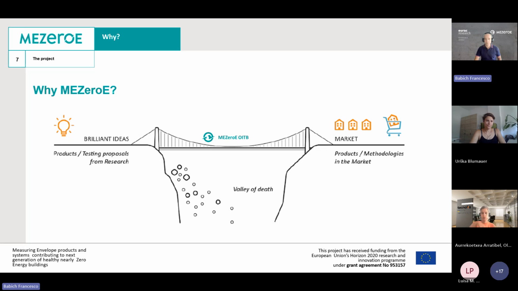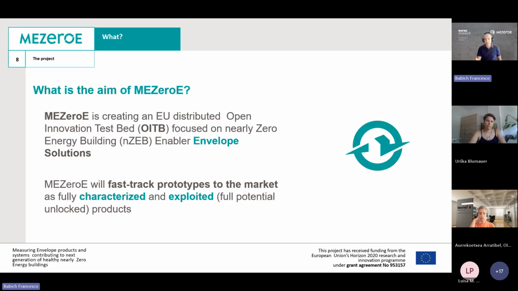become products fully exploited, available on the market, which is a benefit for everyone, both for the companies that sell them and for the society that can take benefit from having them. And indeed, the main aim of the project is to create this EU distributed open innovation testbed focused on innovative building envelopes. And this is important to support the fact that prototypes can go faster and better from an initial idea to a fully exploited product available on the market.